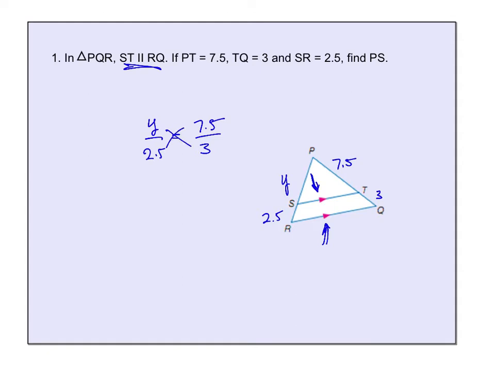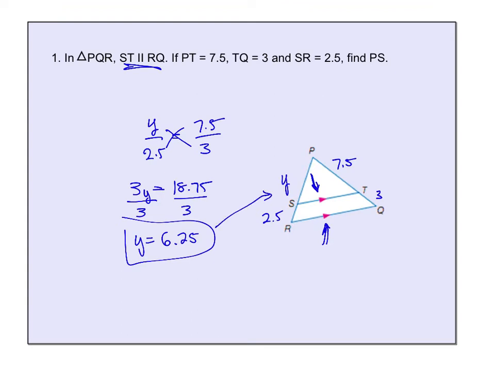And then it just becomes some cross products. So 7.5 times 2.5, which, if you can hear, I'm getting my calculator out to run that because I can't do that off the top of my head. It's going to be 18.75. So a little division, and my answer is going to be 6.25. That answer should make sense. 2.5 is smaller than 3, so this number should be smaller than 7.5, but not by too much.